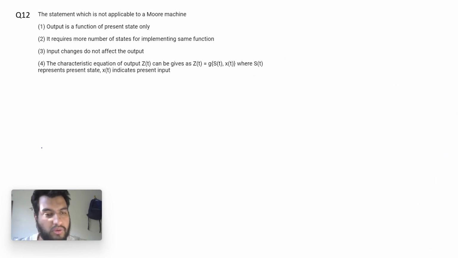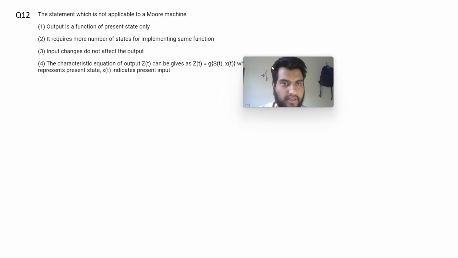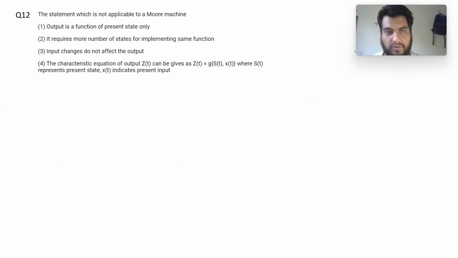Now to question number 12. The question number 12 is another theoretical question. It asks us the statement which is not applicable to a Moore machine. Number 1, output is a function of present state only. Number 2, it requires a more number of states for implementing. Kindly read it as sum in place of same. This is sum.